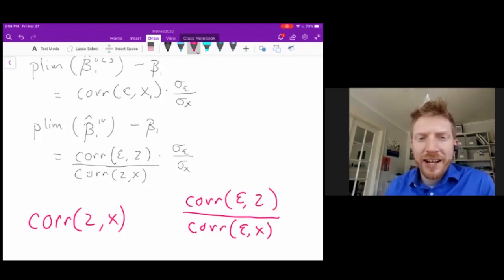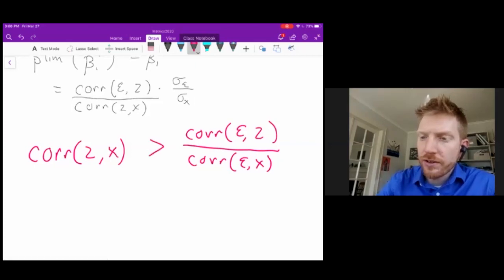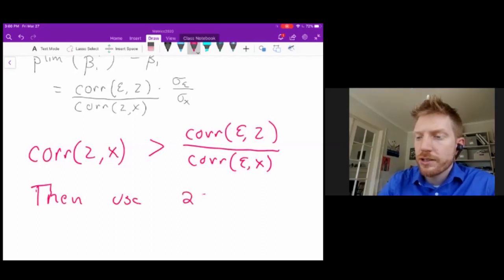So what we have on the right-hand side is how much we are reducing our bias by. Are we cutting it in half? Are we cutting it to a quarter? Maybe we can get a ballpark guesstimate of that versus how much the correlation is between Z and X. If the correlation between Z and X is high, we're going to prefer our two-stage least squares. So if this is greater than that, then use two-stage least squares.